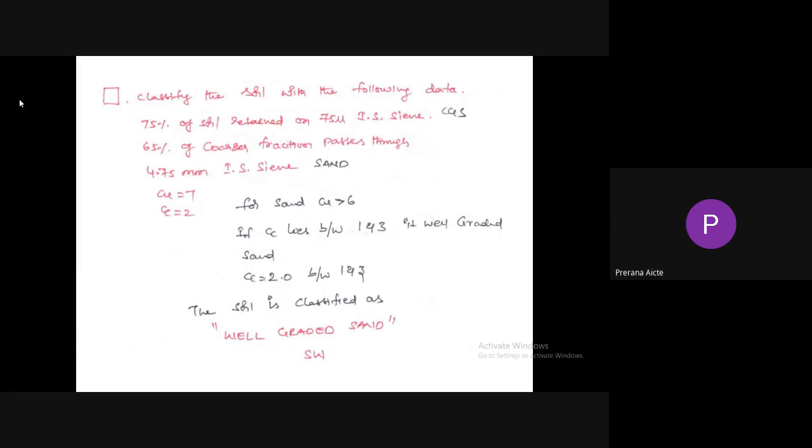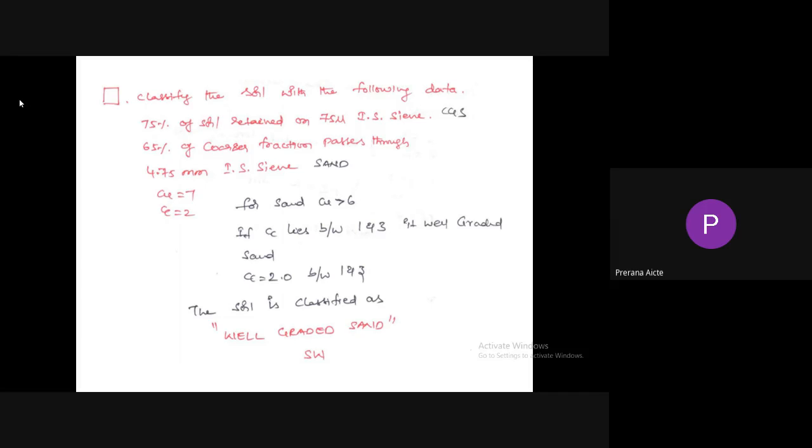So next problem. Classify the soil with the following data. 75% of soil is retained on 75 micron IS sieve. So more than 50% retained on 75 micron IS sieve, hence the soil is treated as coarse grained soil. The 65% of coarser fraction passes through 4.75 mm IS sieve. So 65% passes through 4.75 mm, hence it is called as sand.